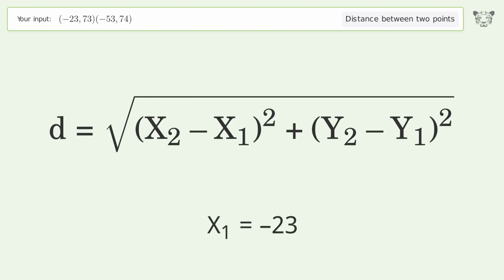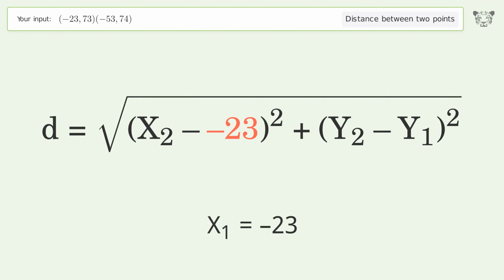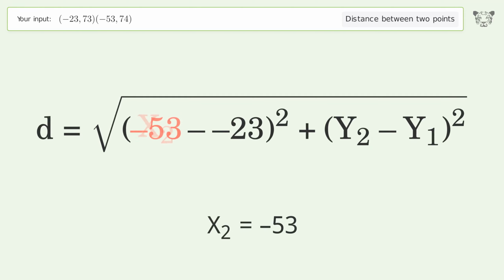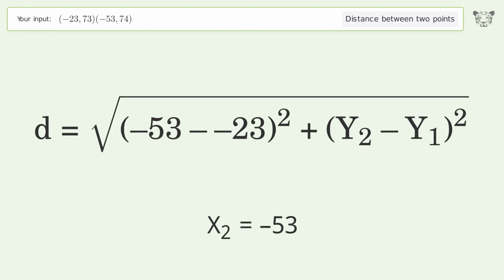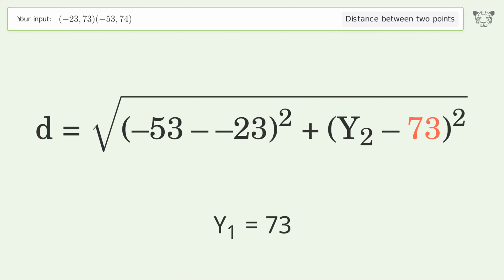x1 equals -23. x2 equals -53. y1 equals 73. y2 equals 74.